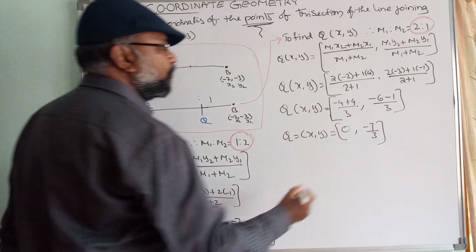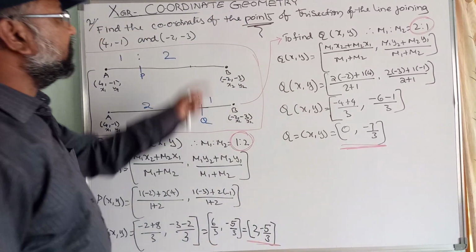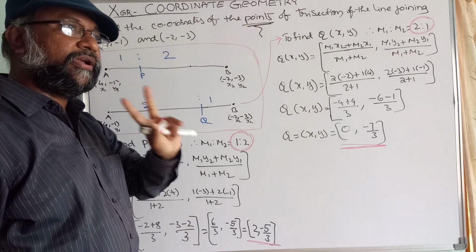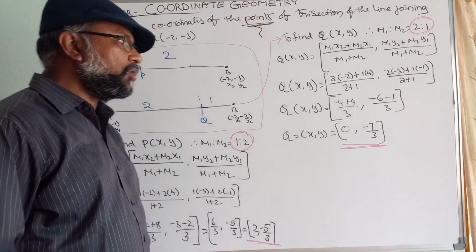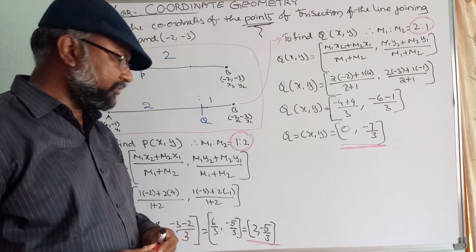Therefore we have 2 points, one point and another point. That's what they're asking, coordinates of points. That means we are going to get 2 points, that is (0, -7/3) and (2, -5/3). That's all.